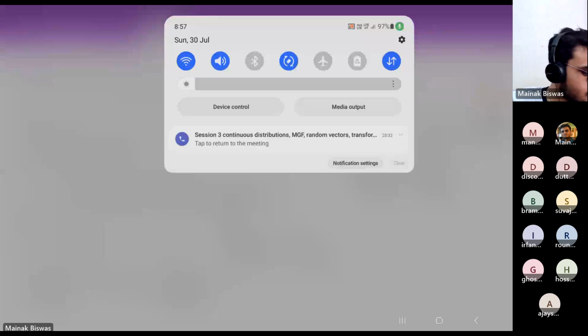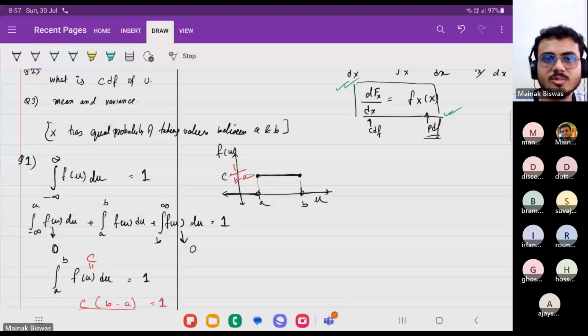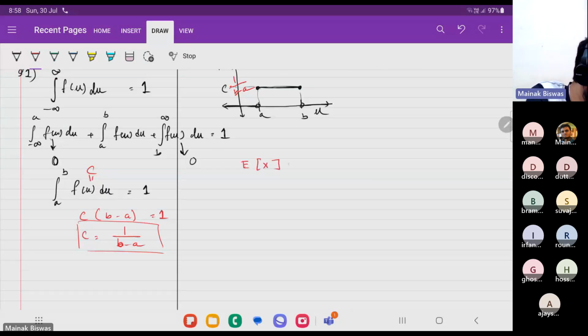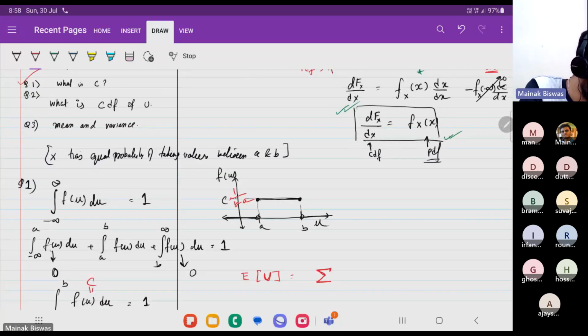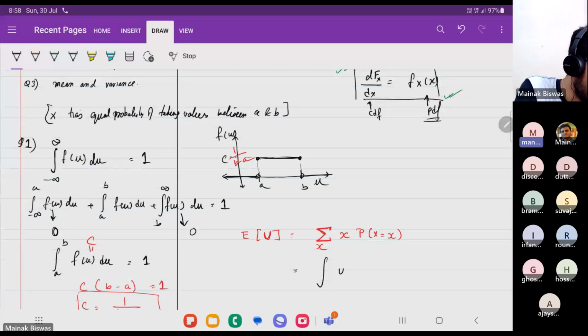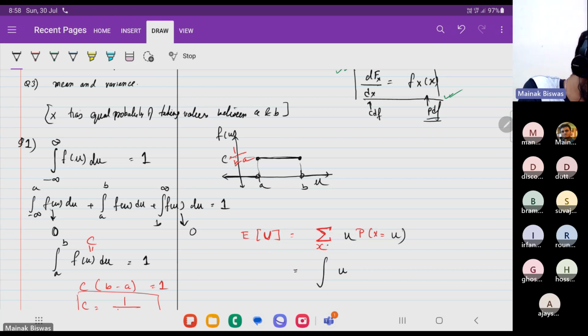So in this case, what would be the expected value from yesterday's session? Expected value of X, or U, in our case we are using U as the random variable. What was your discrete distribution? It was the sum of x times p of x. So what will this be in the continuous distribution? The integration of the product of u and p of u. What is p of u?